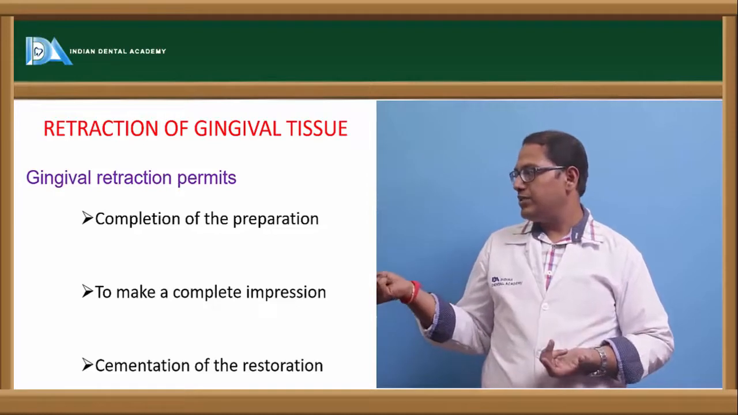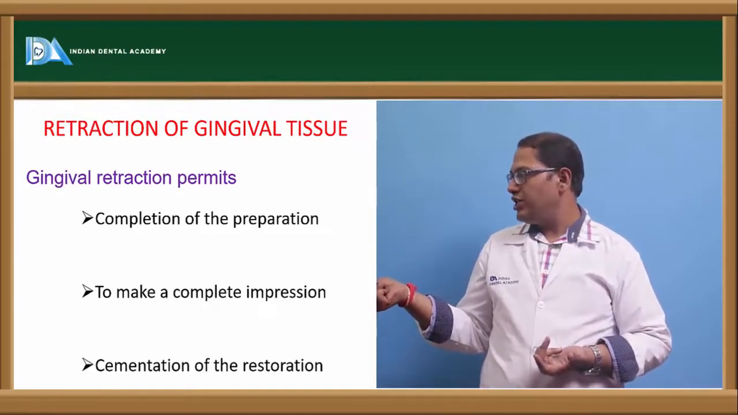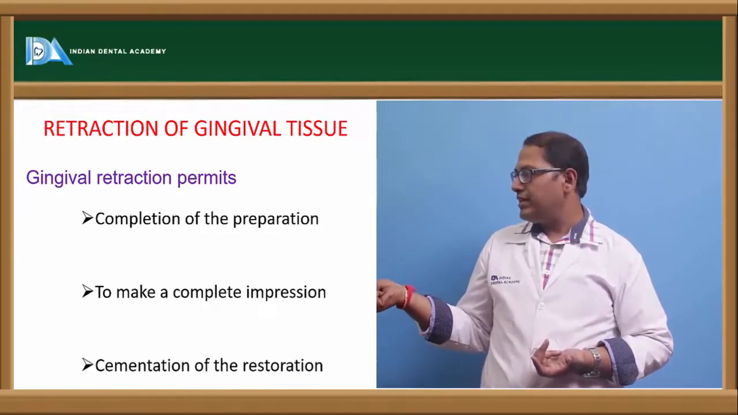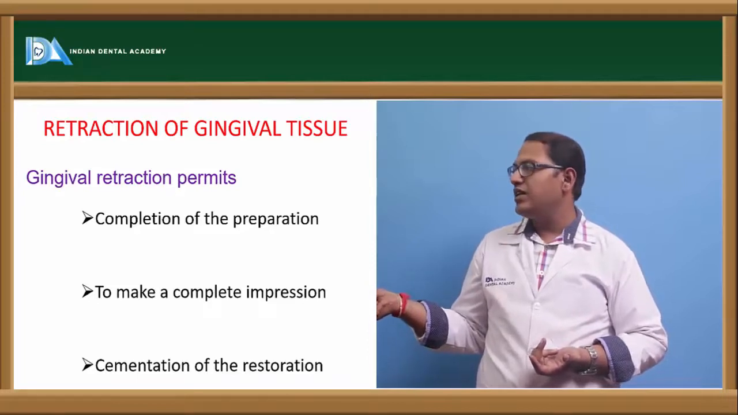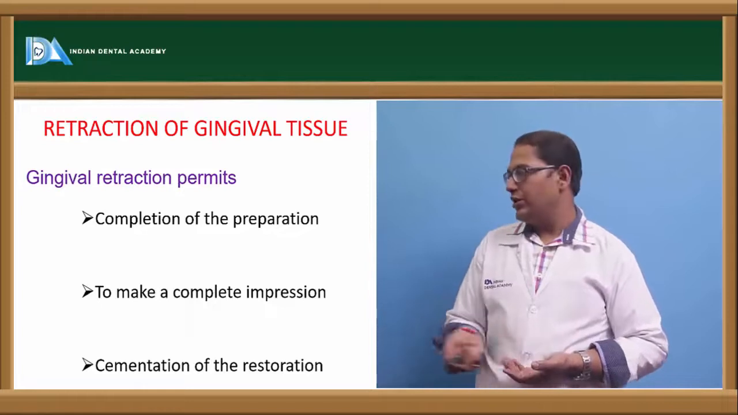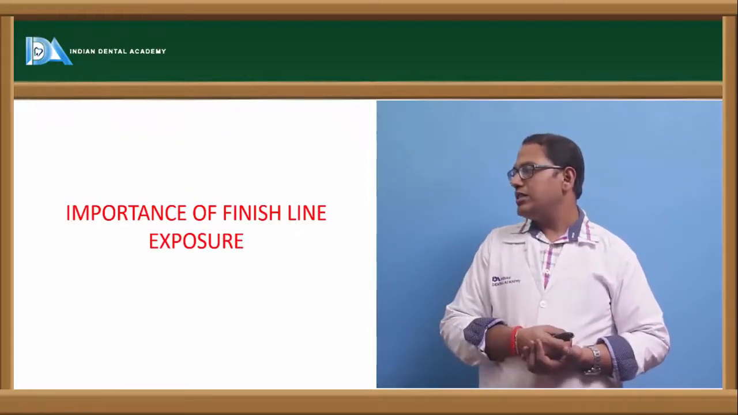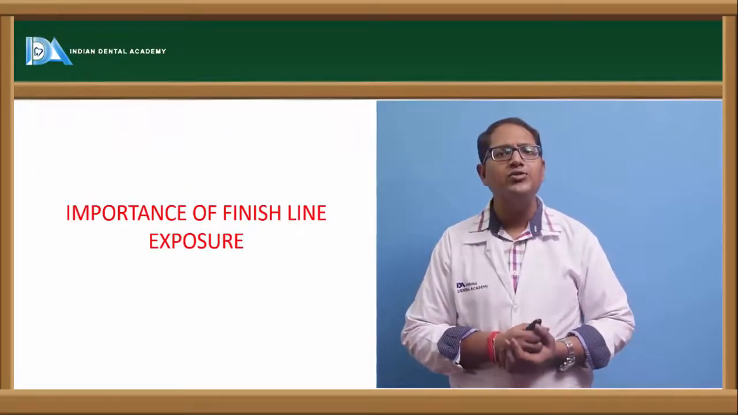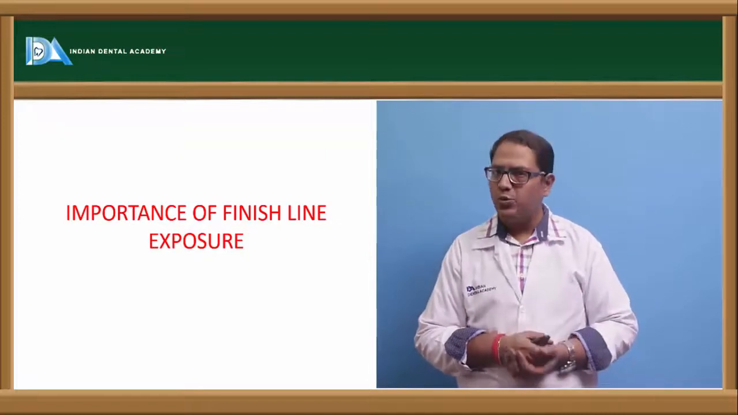Very importantly, let's see what is written: completion of the preparation, to make the complete impression, and cementation of the restoration. These are the 3 important things where we need to use the retraction cord. Now, importance of finish line exposure. Why do we want our finish line to be exposed?